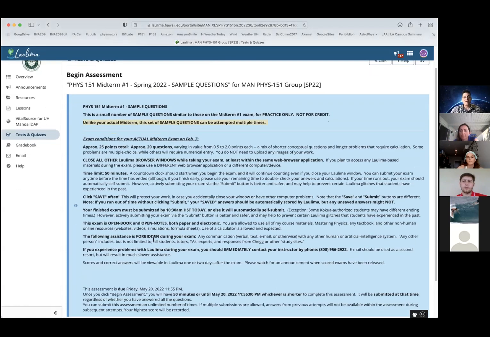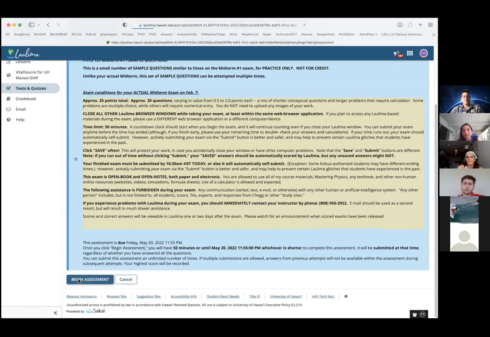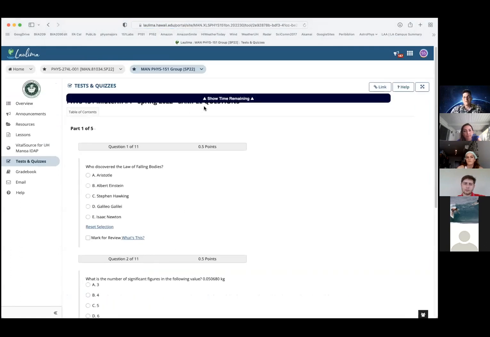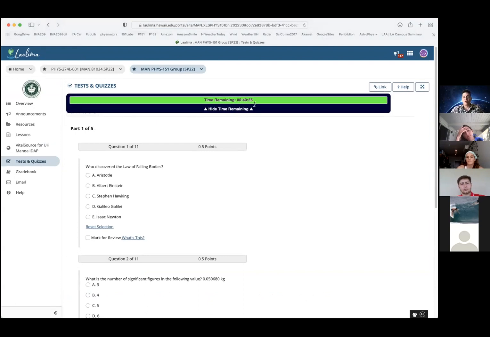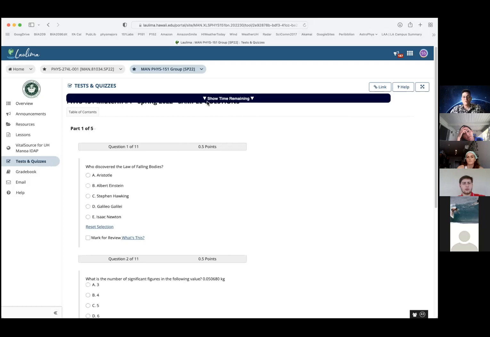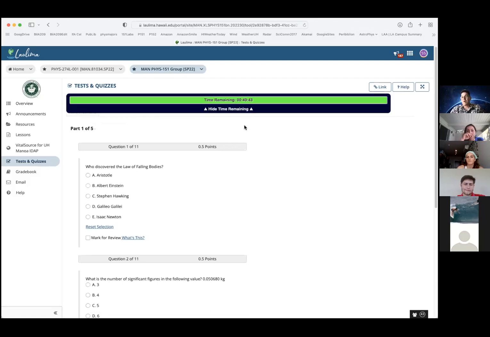Now I went ahead and repeated the actual exam conditions that you'll see when you open up the midterm on Monday, just so you have this in front of you. You can preview it in advance. And this is pretty much repeated from the email announcement that went out yesterday. If you've never taken one of these timed exams in Laulima before, first of all, there's a countdown clock right there. You can hide the time if it's bothering you, or if it's covering your table of contents tab. So you can either expose it or hide it. Please keep track of this.